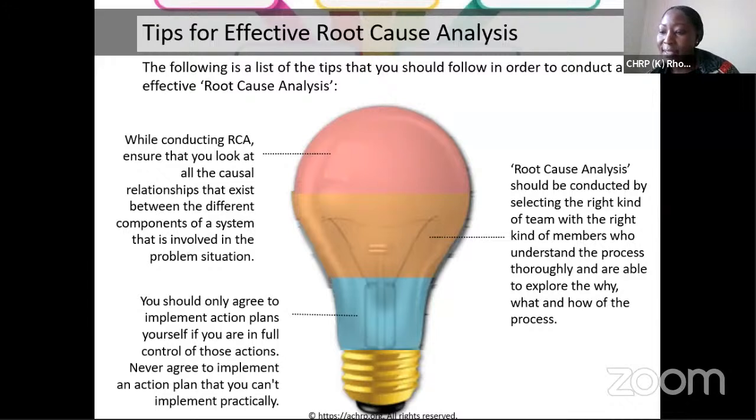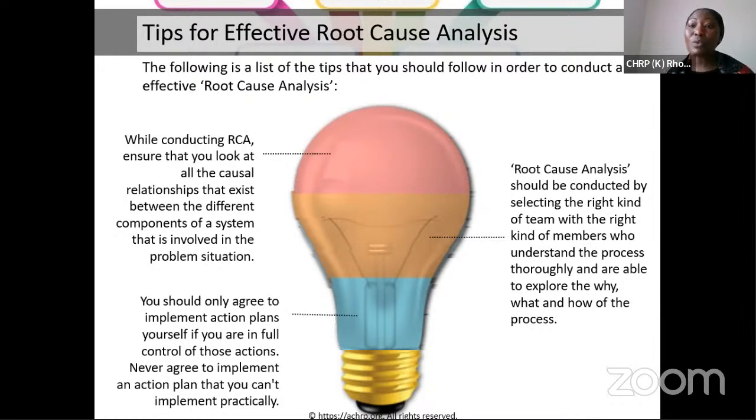And then second last, never agree, as the implementer or the person proposing, to implement an action plan that you cannot implement practically. A team, a task force has come into place and they have given solutions that are not practical. Because the team will say, we sat for a long time, we invested, we gave the solution, but the line manager or the person who is supposed to implement has not implemented.